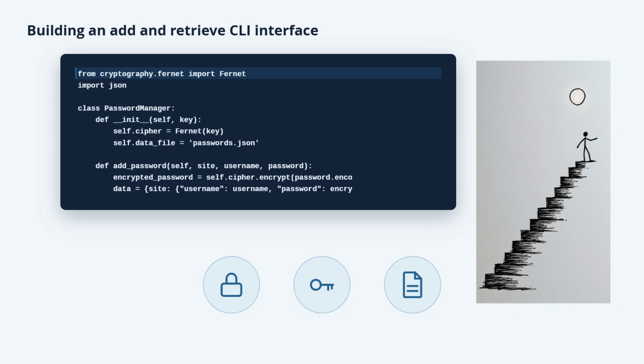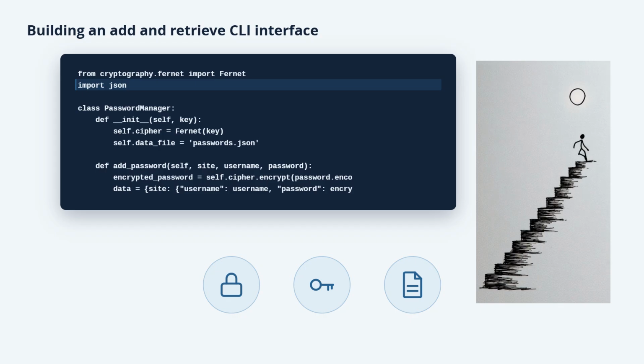So, we'll start by implementing an add functionality where the user can input a website, username, and password. This allows users to save their login information in a structured way, making it easy to recall later. We will also ensure that the passwords are encrypted with Fernet encryption before storage. This is vital because it protects sensitive data from being accessed by anyone else, even if they get hold of the file where passwords are stored.